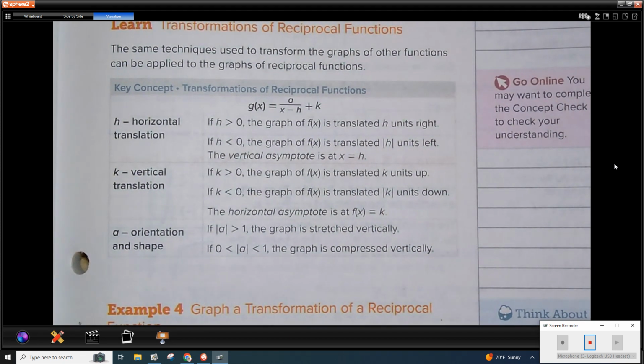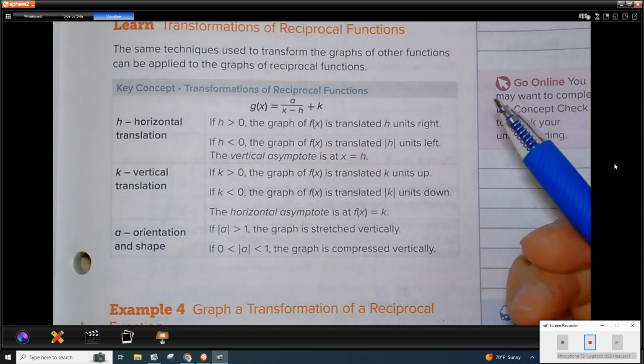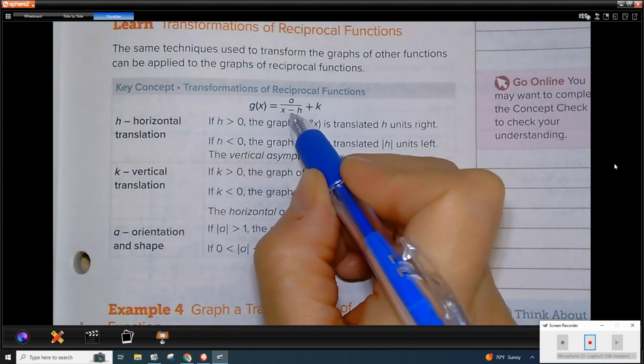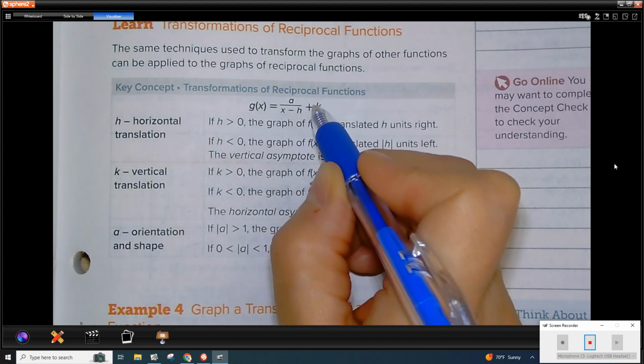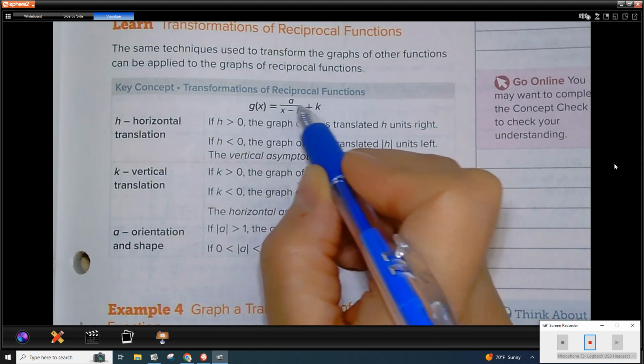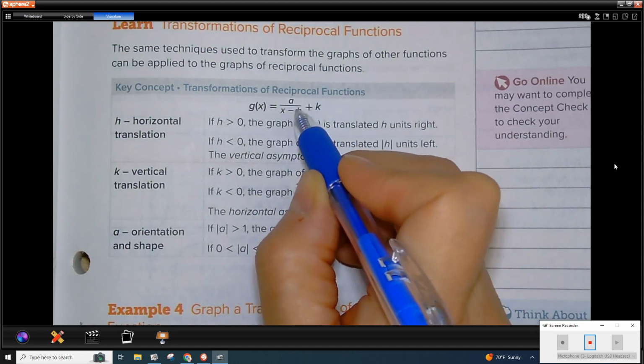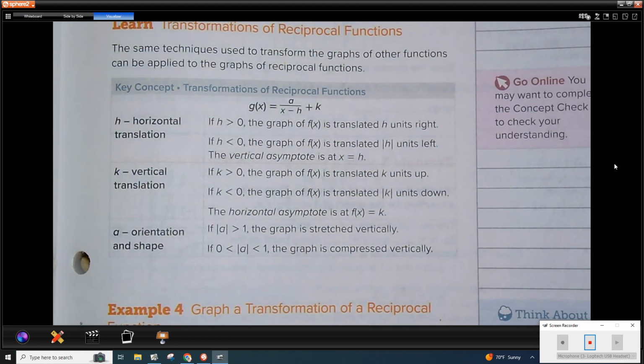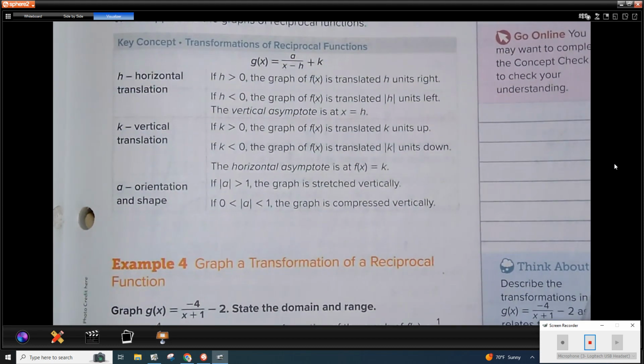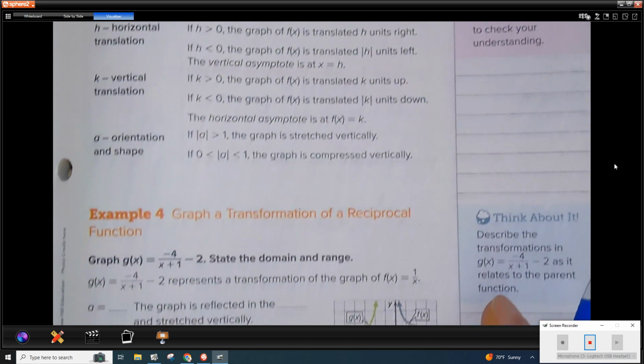So you know transformations, you should know them pretty well. H is inside the function, left and right. K is outside, up and down. Remember, H is always negative, so the H value is what determines left or right. A is multiplying, so you're stretching or compressing or reflecting. So let's look at this one.